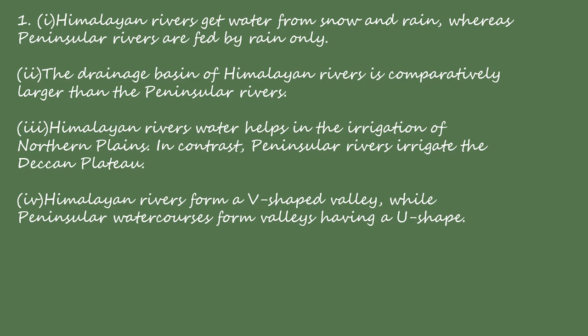Let's check out the answers. First, Himalayan rivers get water from snow and rain, whereas peninsular rivers are fed by rain only. Second, the drainage basin of Himalayan rivers is comparatively larger than the peninsular rivers. Third, Himalayan rivers' water helps in the irrigation of northern plains. In contrast, peninsular rivers irrigate the Deccan Plateau. Fourth, Himalayan rivers form a V-shaped valley while peninsular watercourses form valleys having a U-shape.